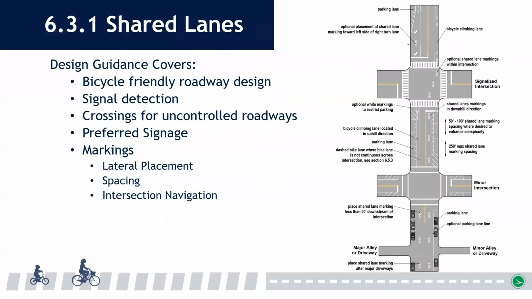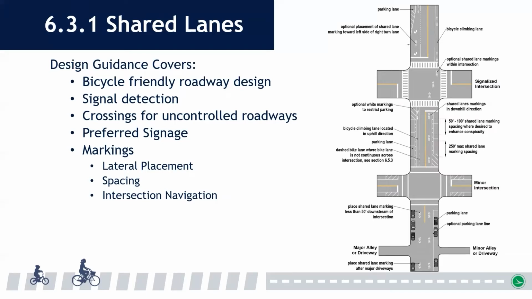Beginning with shared lanes. Shared lanes are the most common bicycle accommodation since bicyclists may operate on all roadways except where prohibited by the Ohio Revised Code 4511. Shared lanes may be identified with signage and marking or be left unmarked. Shared lanes are not recommended for roadways with speeds over 35 miles per hour.